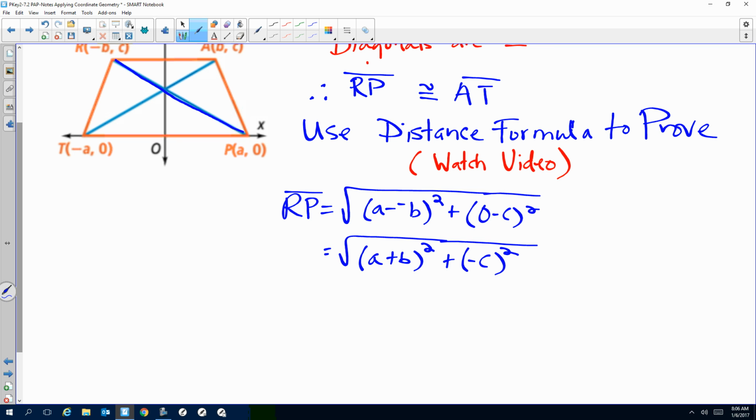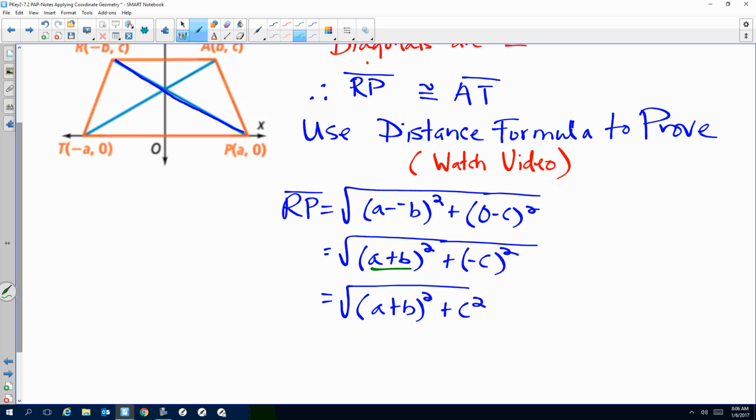And then when I simplify, I'm just going to do two more steps here. A plus b, parentheses squared, plus c squared, because anything squared becomes positive. Now, I do want to talk about this grouping right here. This is why I asked you to do your prerequisites.